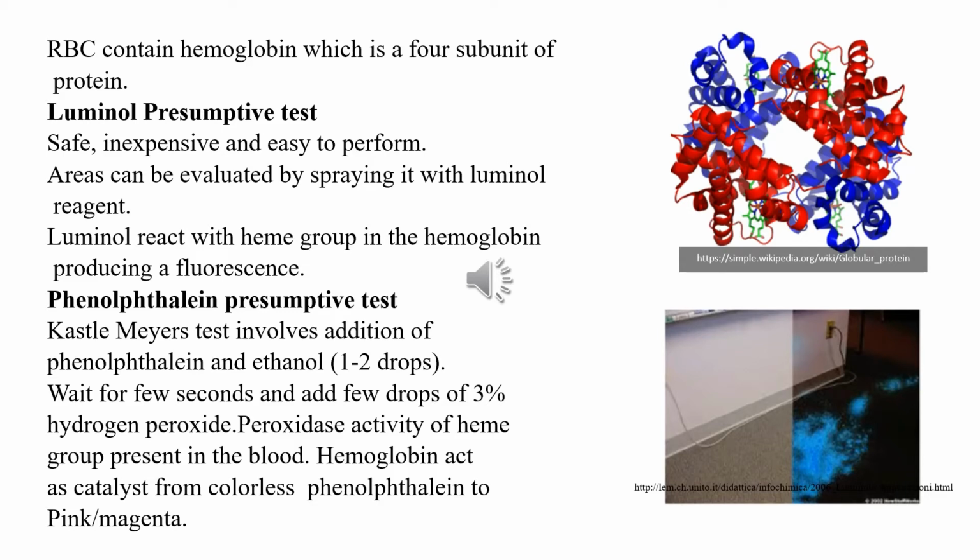Presumptive tests are safe, inexpensive, and easy to perform. The Luminol presumptive test is based on the addition of luminol reagent. The luminol reagent will react with the heme group present in hemoglobin, producing a fluorescence that is bluish white or yellowish gray. Areas can be rapidly evaluated by spraying them with luminol reagent, and a luminescence is observed.